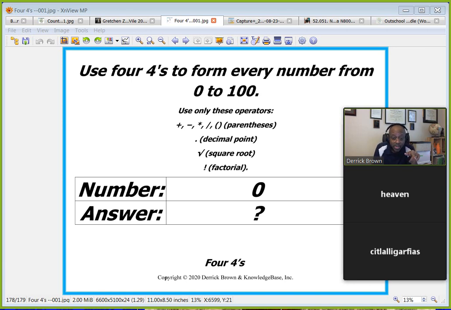So I got another one called 4's. It's based on this premise that you can create number sentences that will equal all the numbers from 0 to 100 using the number 4 four times in the same or different ways. Here's an example. The number 0 is 44 minus 44.